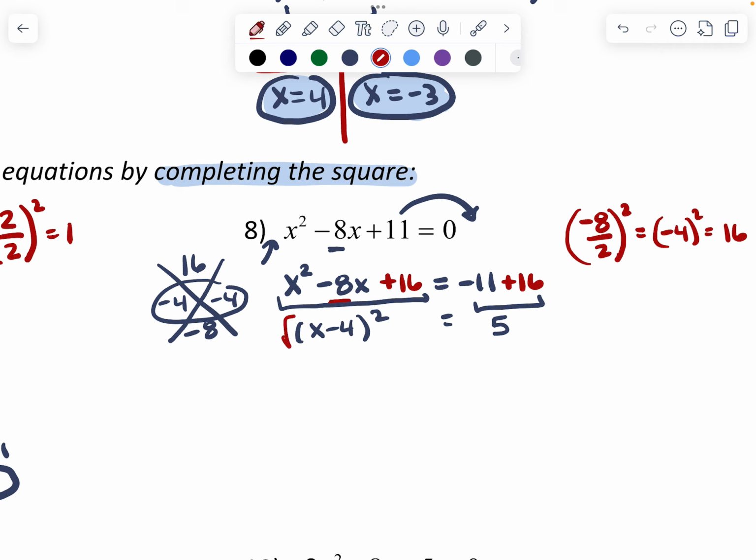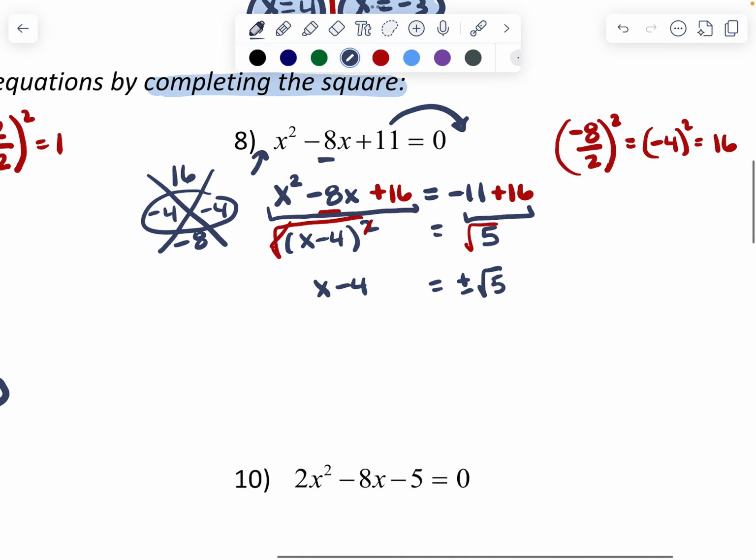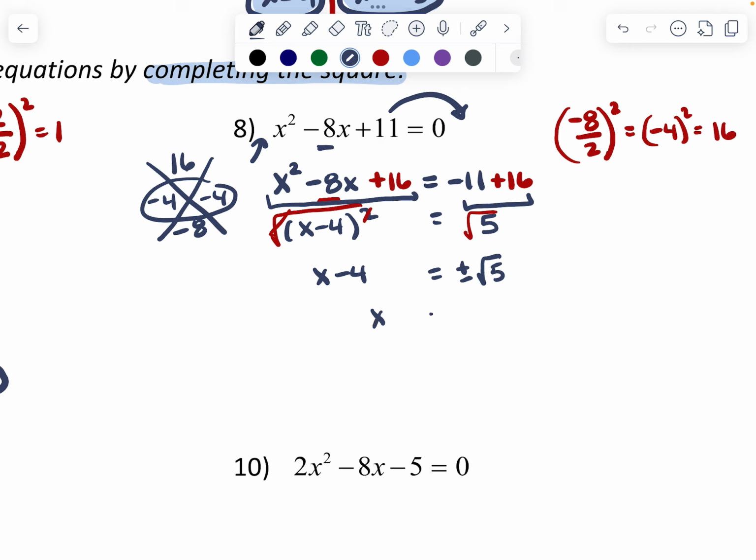Take the square root of both sides. Square and square root cancel. I'm left with x minus 4 equals, don't forget your plus or minus. And then last but not least, I need to add the 4 to the other side. So I'm going to get 4 plus or minus the square root of 5.